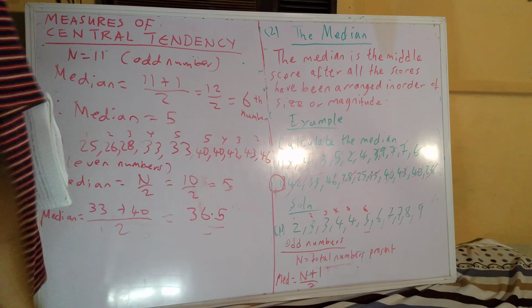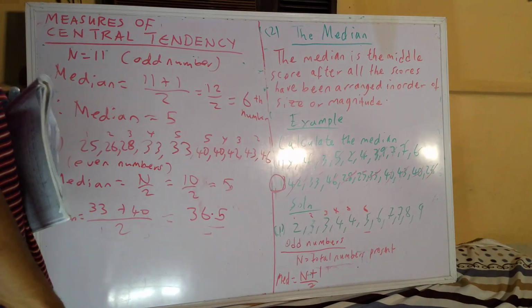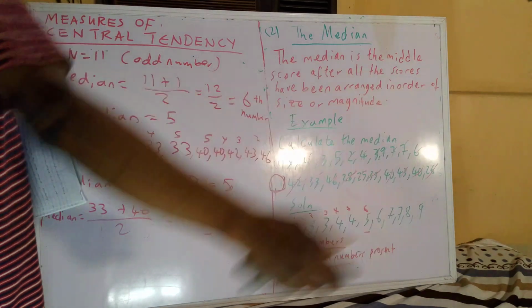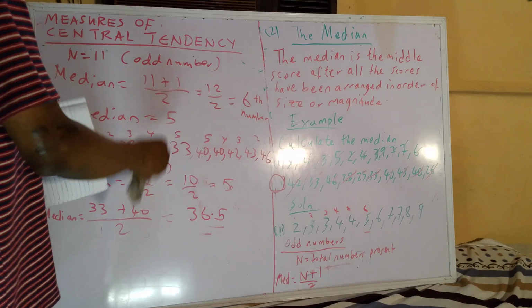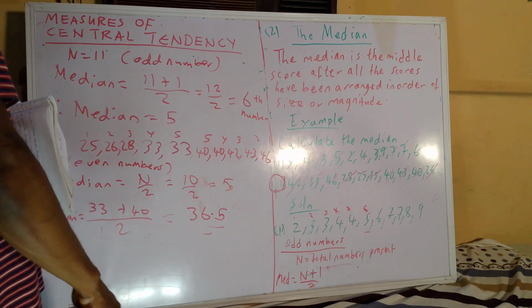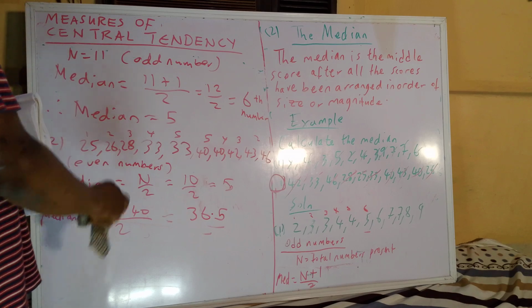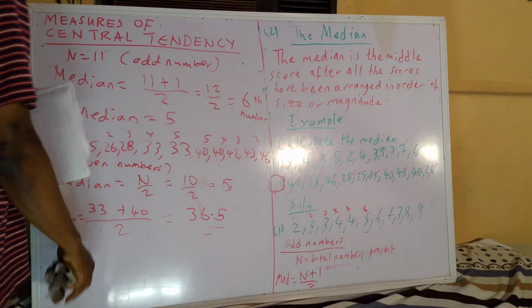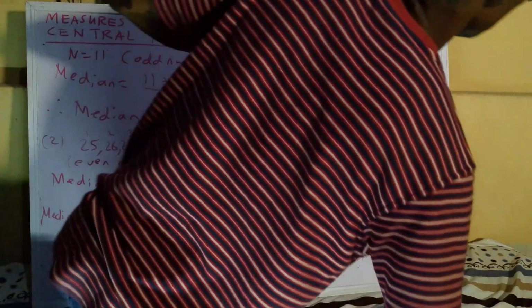Then for the position, you count 5 from the left. Then you count 5 from the right also. The two numbers that fall in the middle, you will find their mean, and that will give you the median, by adding them together and dividing by 2. That's how you get the median.